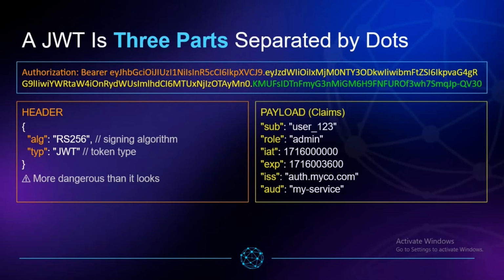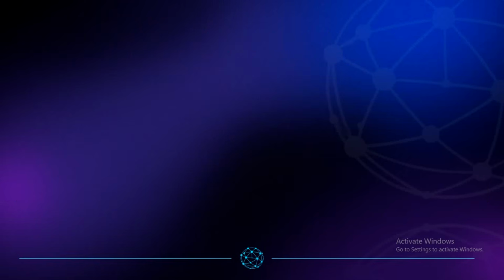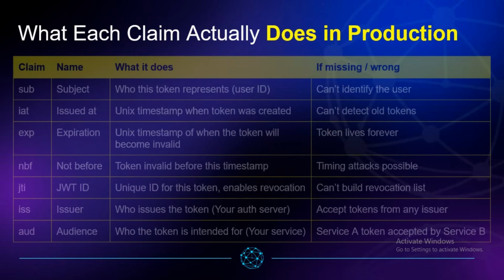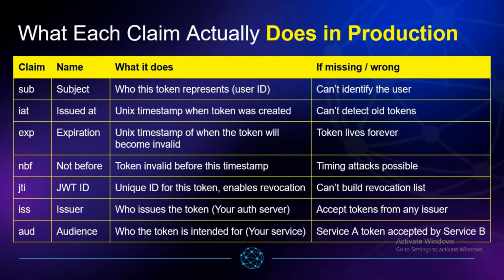The second part is the payload, which contains claims. These are key value pairs that carry information about the token. The standard registered claims are the subject, who this token is about, issued at, when it was issued, expiration, when it expires, not before time, the token is invalid before this time, JWT ID, a unique ID for this specific token, the issuer, who signed this token, and the audience, who this token is intended for.